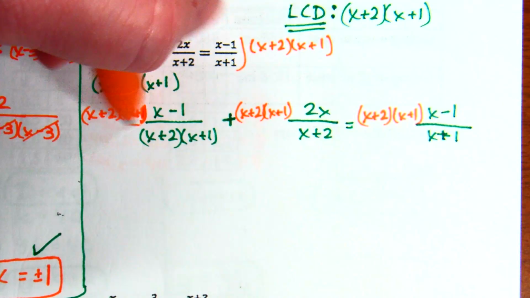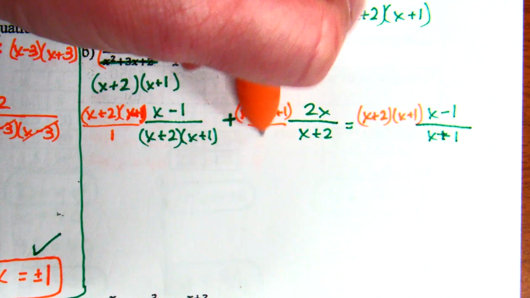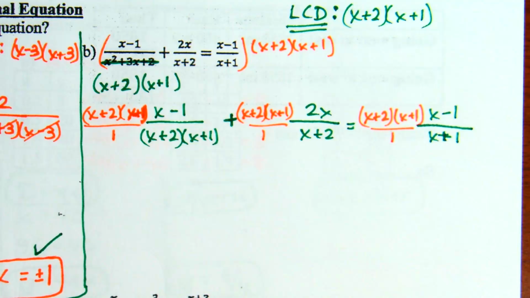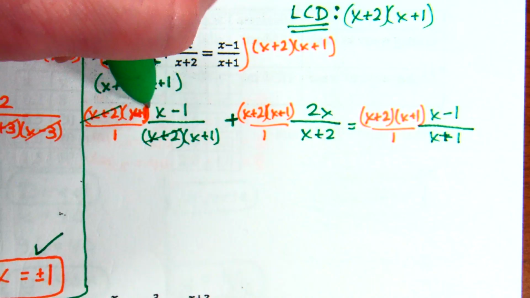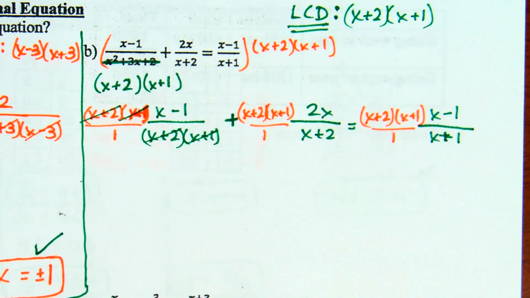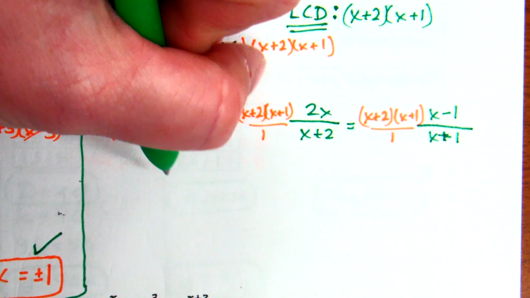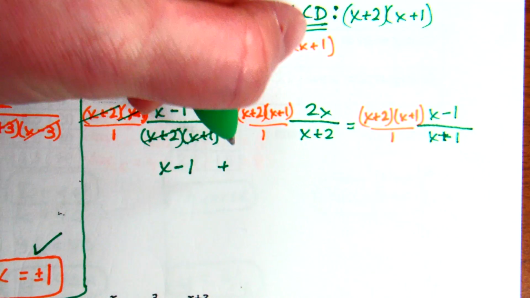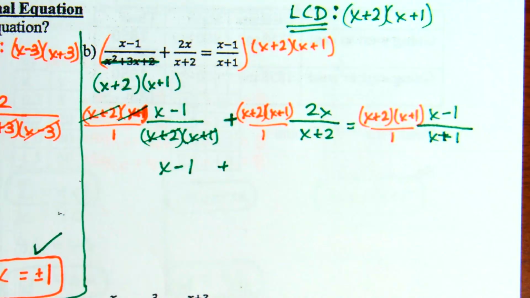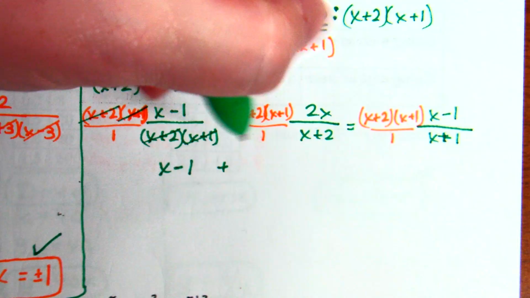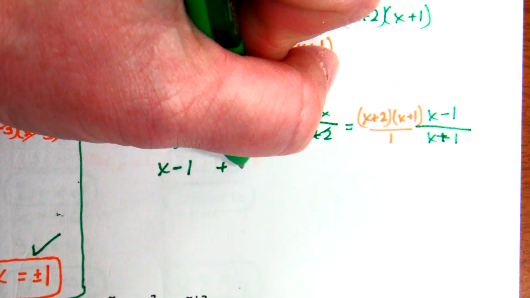Okay. First set, what cancels? X plus 2, x plus 1. That was fun. What remains? X minus 1, plus. Second term, what cancels? X plus 2. What remains? 2x, parentheses, x plus 1.